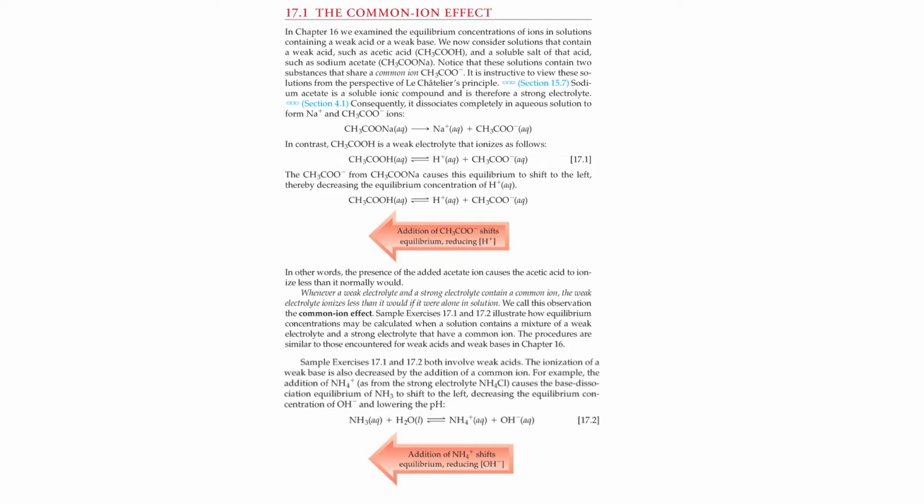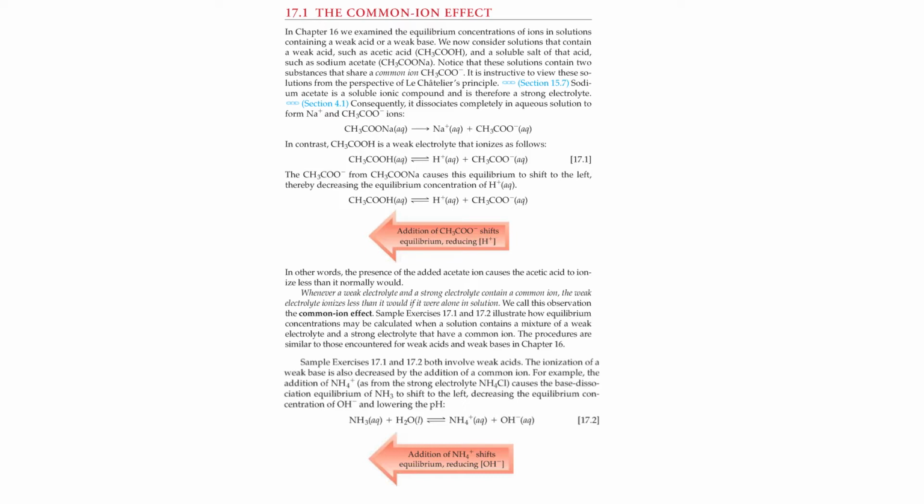Section 17.1, the common ion effect. In Chapter 16, we examine the equilibrium concentrations of ions in solutions containing a weak acid and a weak base. We'll now consider solutions that contain a weak acid, such as acetic acid, and a soluble salt of that acid, such as sodium acetate. Notice that the solutions contain two substances that share a common ion, acetate.